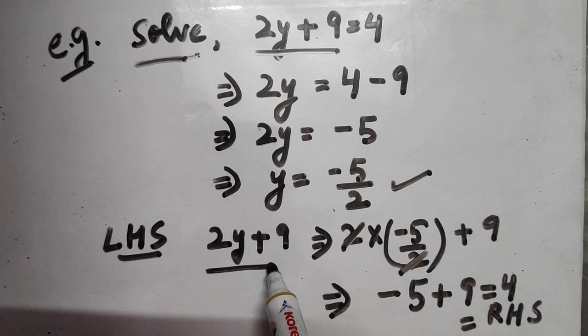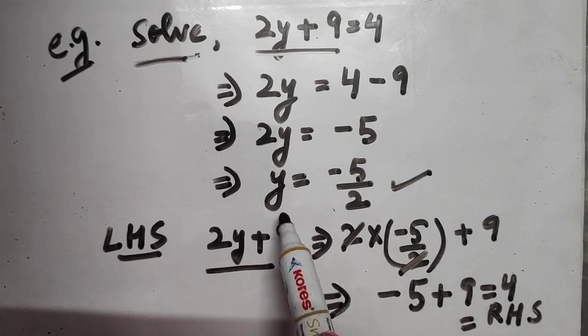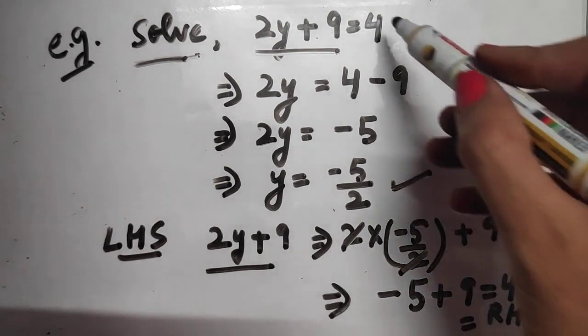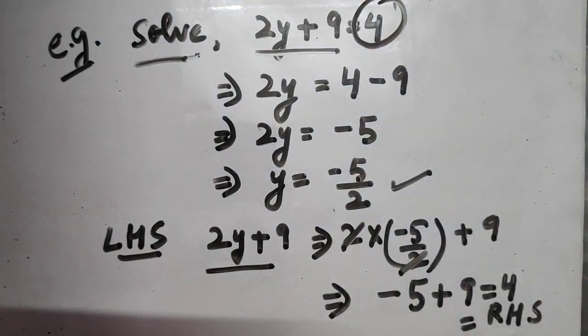We have verified also. We have seen that when we put y is equal to minus 5 by 2 on the left hand side, we got the answer 4, that is the right hand side. So this is how you can verify your answer also.